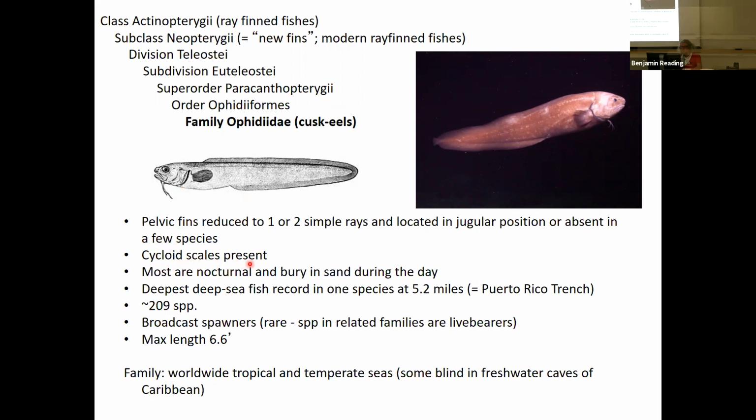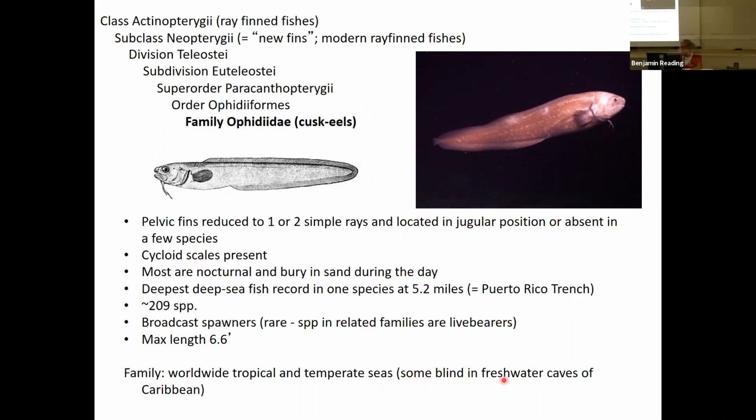Cycloid scales are present. So these things don't have ctenoid scales. They have cycloid scales. Most are nocturnal, so they only come out and they're active at night. They usually bury in the sand to avoid predation in the day. Very deep sea fishes. Record in the family is 5.2 miles deep in the Puerto Rico Trench. So very deep water fishes, the cusk eels are. Max length 6.5 feet.